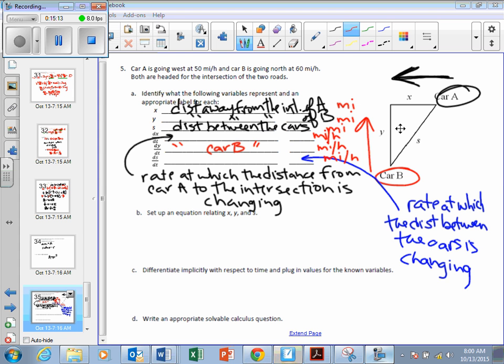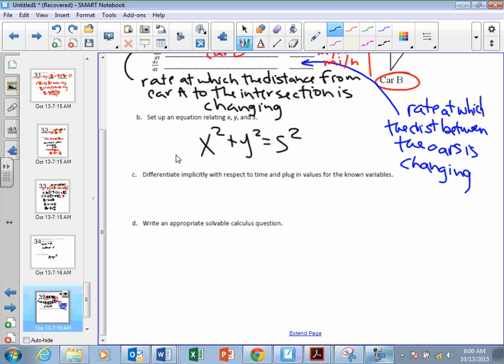Okay, set up an equation relating x, y, and s. Equation relating these three things. x, y, and s are all distances along the side of a right triangle. So an equation relating them, that's the Pythagorean theorem. So x squared plus y squared equals s squared. Now all of these are functions of time. x, y, and s are all changing over time. So we're going to differentiate implicitly. So this becomes 2x dx/dt plus 2y dy/dt equals 2s ds/dt.